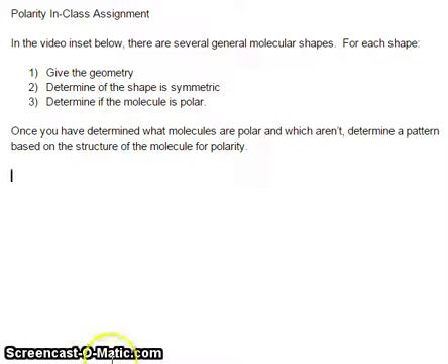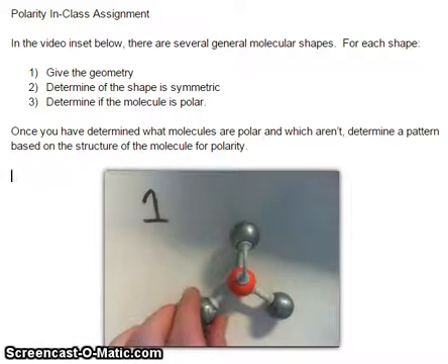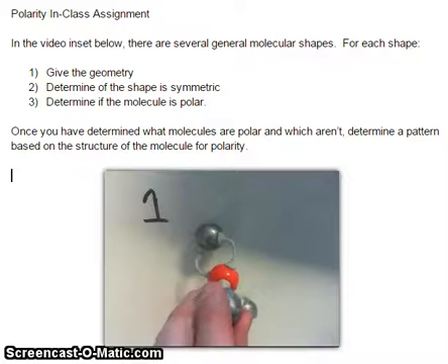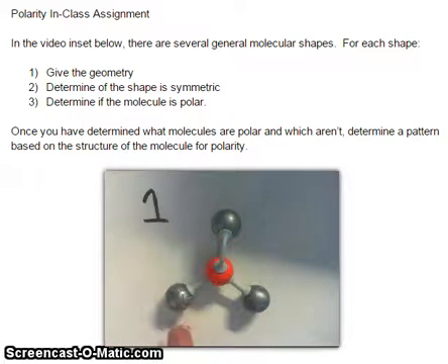Okay, let's just start. So this is shape 1 here. It looks like this. Notice that it's got a double bond here, and this applies for all the shapes, that you'll assume that all the bonds are polar. When you're trying to determine if the molecule is polar, you're going to assume that all the bonds are polar. That way you're only focused on one thing. You don't have to worry about electronegativity differences in this case.